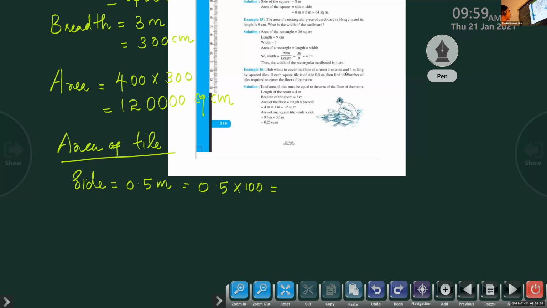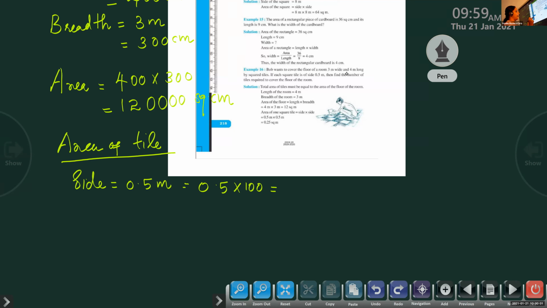Okay, children. 0.5 meter is how many centimeters? Ma'am, 50 centimeters. How did you get 0.5 as 50? Ma'am, by putting the point to the right side. You know the multiplication of decimals, right? Yes, ma'am. Okay, children, I will show you.